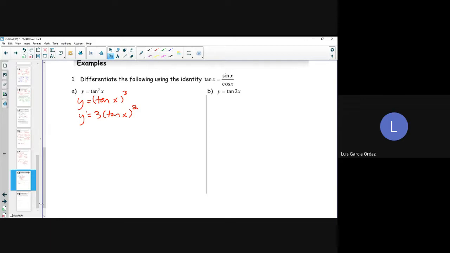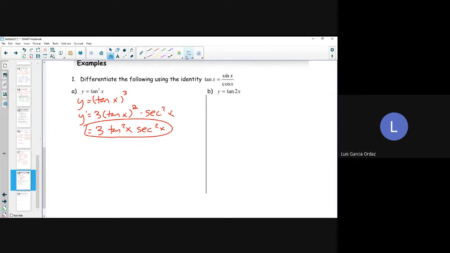And now, remember, I can also write tan x squared as the same thing as saying tan squared x. And from the previous example, what is the derivative, or what does tan squared x give me? So what is the derivative of tan x? What does that give me? Secant squared x, which means that this can also be multiplied by secant squared x, which means my derivative is 3 times tan squared x times secant squared x.